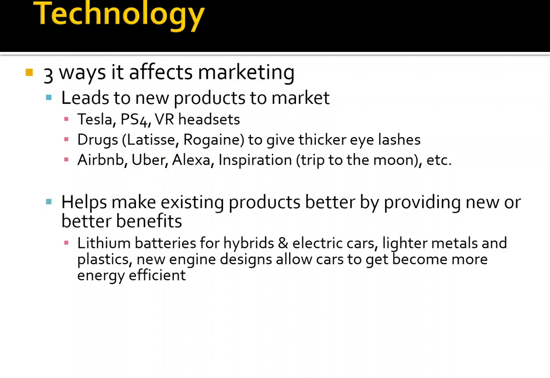It helps make existing products better. So lithium batteries make electric cars and hybrids get better range and more viable and more attractive for the market, right? Better materials, lighter materials allow cars and different products to be made better or less expensively.